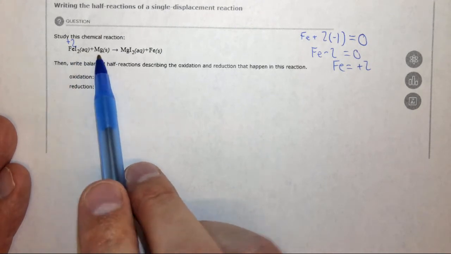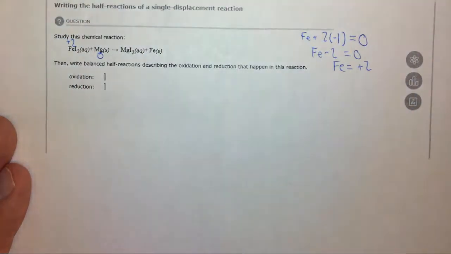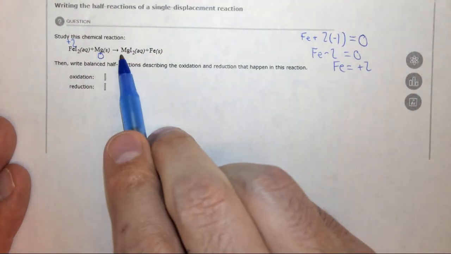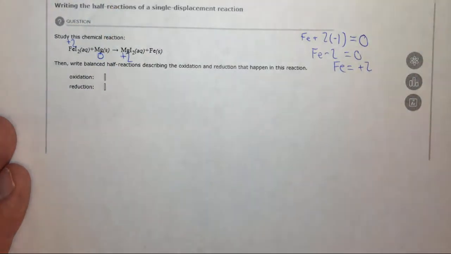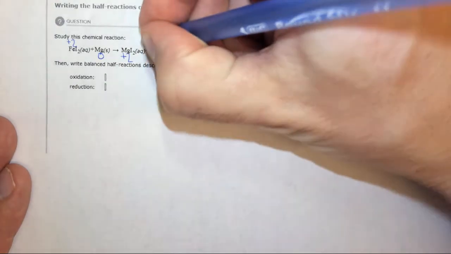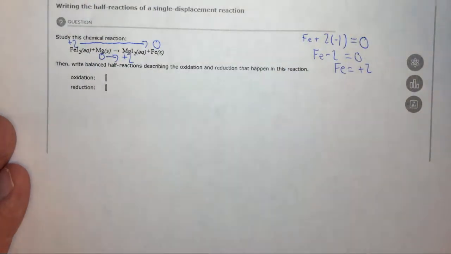Let's look at magnesium. Magnesium is elemental here, so its oxidation state is 0. In ionic compounds, magnesium's oxidation state is always plus 2, and here iron is elemental. So iron goes from plus 2 to 0, and magnesium goes from 0 to plus 2.